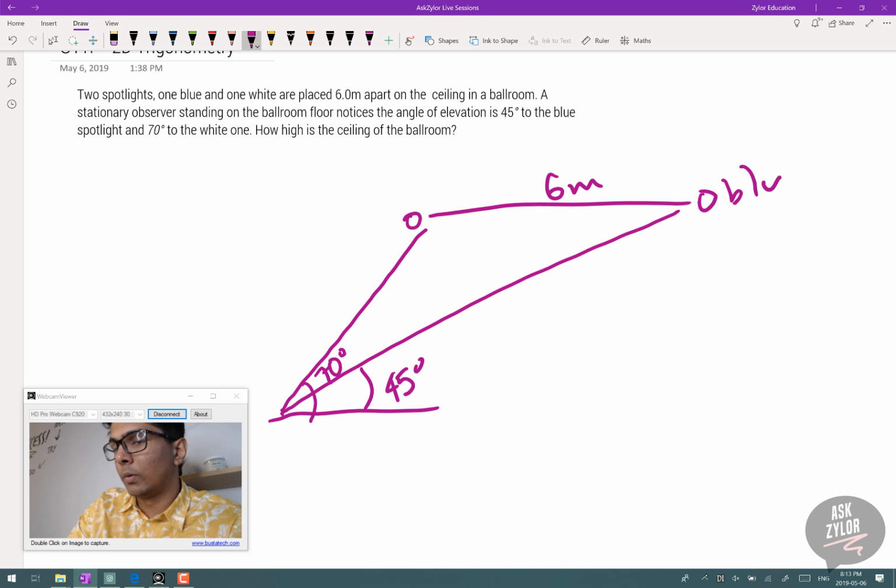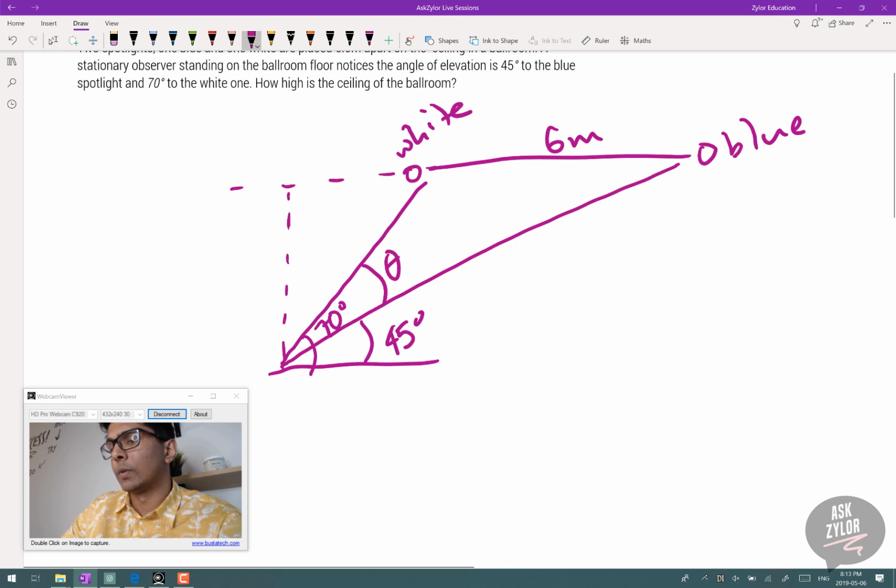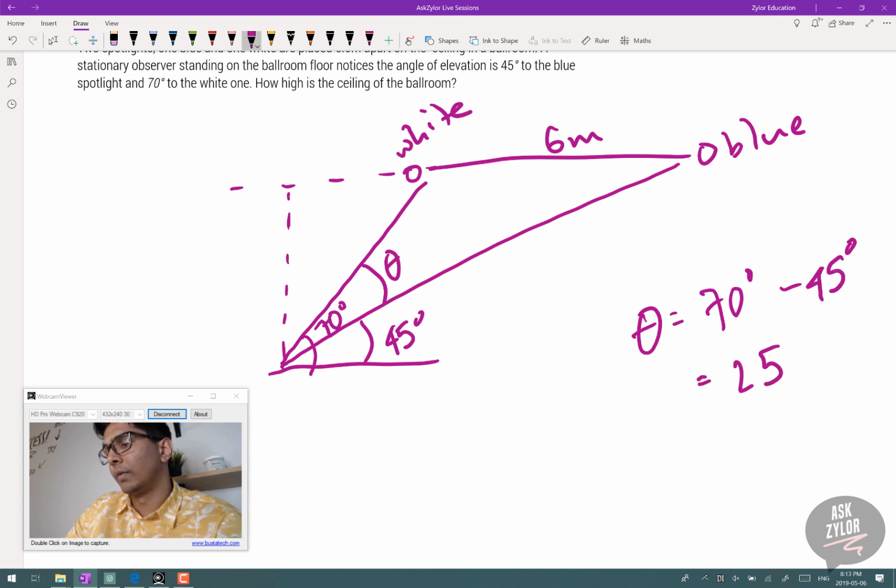So this is blue and this is white. How far is the ceiling to the ballroom? So they're asking me to find the vertical. Right? So what we have to do is initially find what this angle is, because we can evaluate just that triangle. So we can get that angle by just doing 70 degrees minus 45 degrees. That ends up being 25.